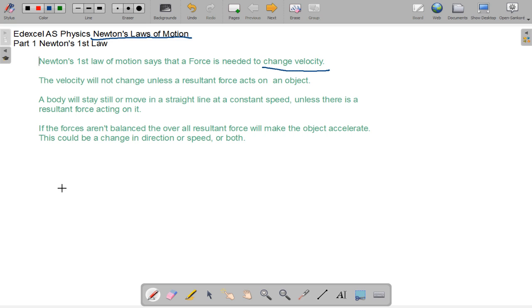So what it's saying is, I need a greater resultant force here in order to get it to accelerate that way, but equally I can make it go backwards by increasing the resultant force this way.